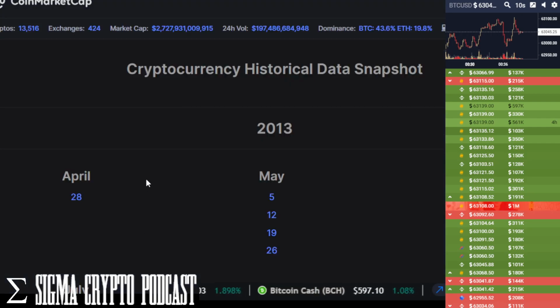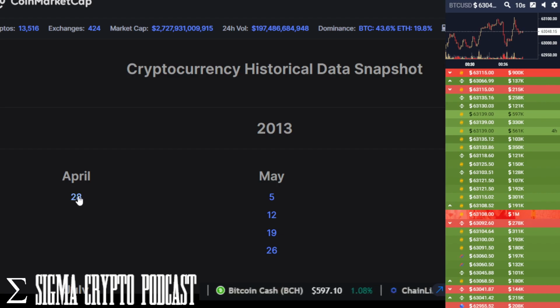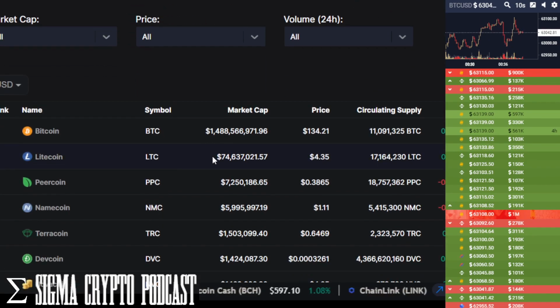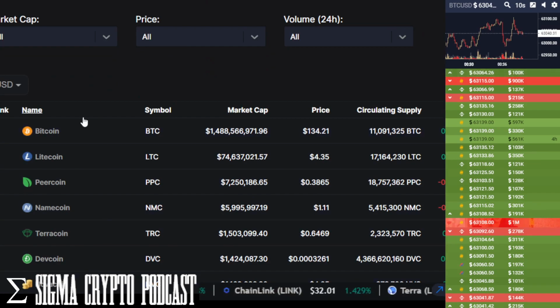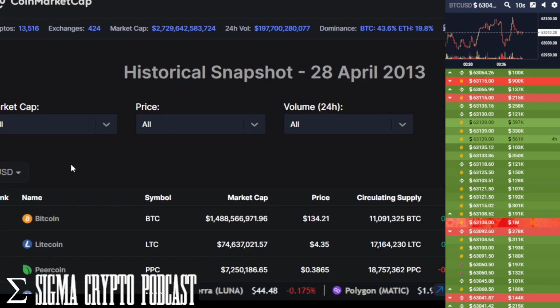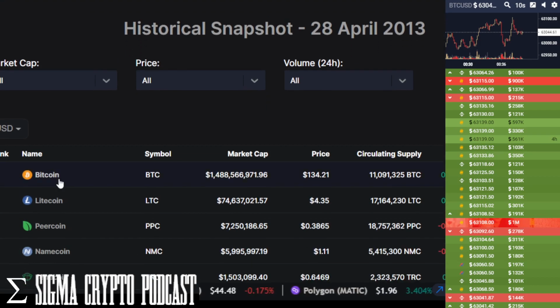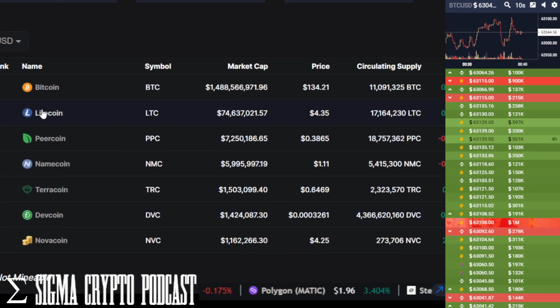You can go to historical snapshots, all the way back to April 2013. This is what the market looked like in 2013. There were 7 cryptocurrencies, including Bitcoin. This is why they call Litecoin the boomer alt, because it's literally the only altcoin that still exists from 2013. And it's a fork of Bitcoin. There's nothing unique about it. It's just literally a fork of Bitcoin.